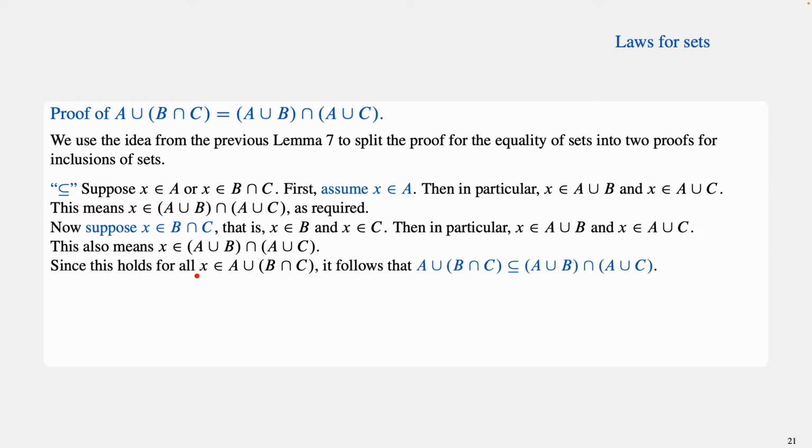And now this reasoning holds for all elements contained in A union B intersection C, so all elements from the left hand side. So it follows that A union B intersection C is a subset of the right hand side, a subset of A union B intersection A union C. So this is one half of the proof, and now we prove the inclusion in the other direction. We now prove that this set is a subset of this one. So suppose X is an element of A union B and an element of A union C.